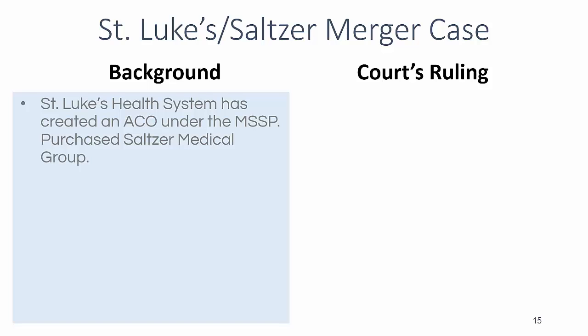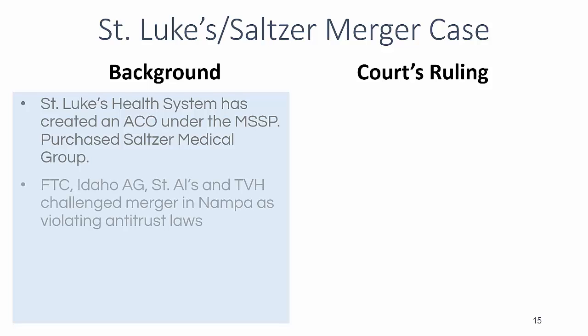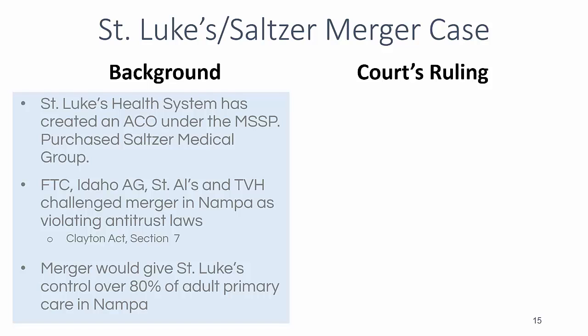And as part of that, St. Luke's purchased Saltzer Medical Group in Nampa. And the Federal Trade Commission, the Idaho Attorney General's office, St. Alphonsus Health System, and Treasure Valley Hospital brought a lawsuit challenging the merger as violating antitrust laws, specifically Clayton Act Section 7 that prohibits anti-competitive mergers. And there's a whole lot of facts in this case, but the federal district court found that the merger would give St. Luke's control over 80% of the adult primary care market in Nampa, and determined that this high level of market share and market concentration was problematic.